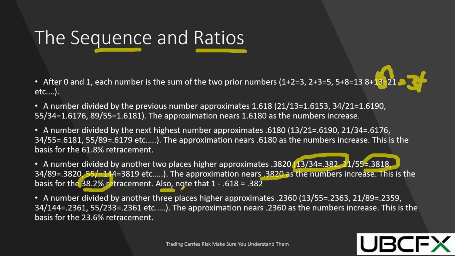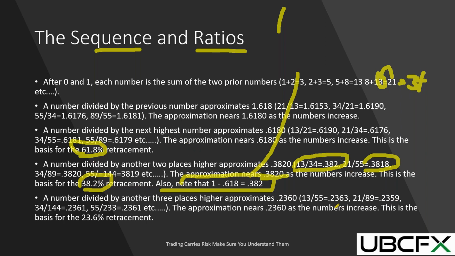Now, you can also take number 1 and subtract the 61.8, and guess what? That would have given you the 38.2 also.